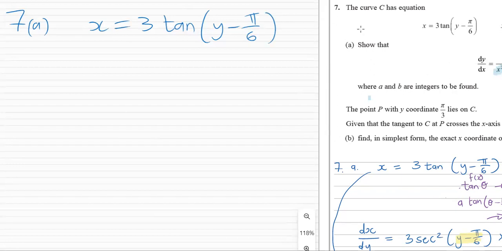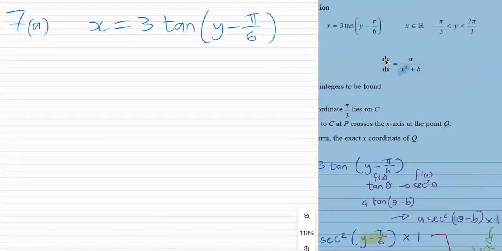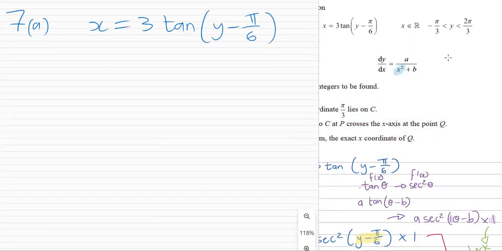Okay. Number A, just to look at the restrictions. So they've given the restriction that y is between minus pi over 3 and 2 pi over 3, not including either. So we'll look at this restriction at the end. Okay, always come back to your restrictions at the end of the question.